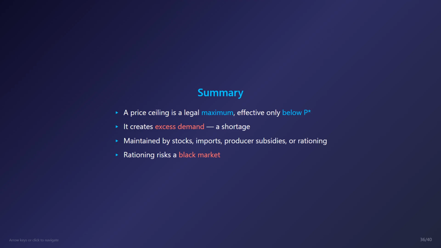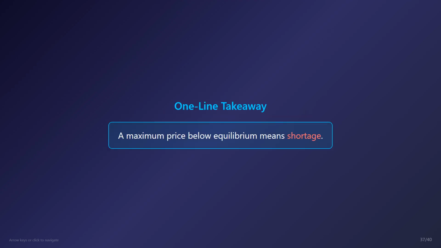Let's summarize. A price ceiling is a legal maximum price, and it only bites when it's set below equilibrium. It creates excess demand, which is a shortage. The government maintains it using its own stocks, imports, producer subsidies, or rationing. And rationing risks creating a black market. The one line to remember: a maximum price set below equilibrium always means a shortage.